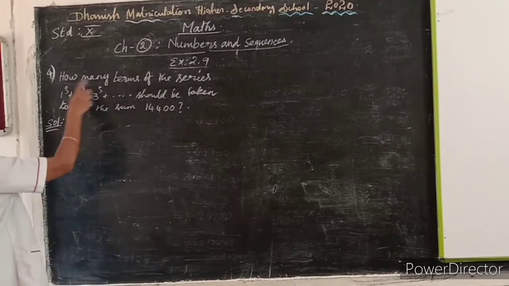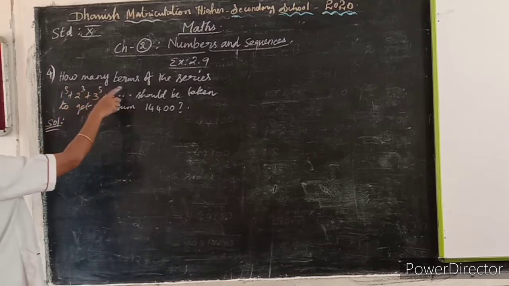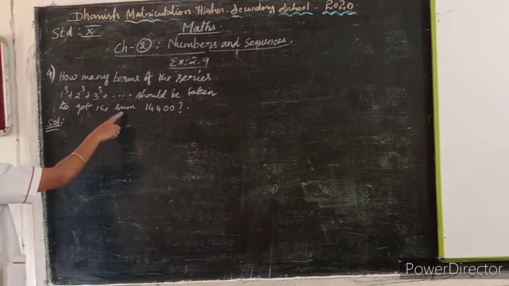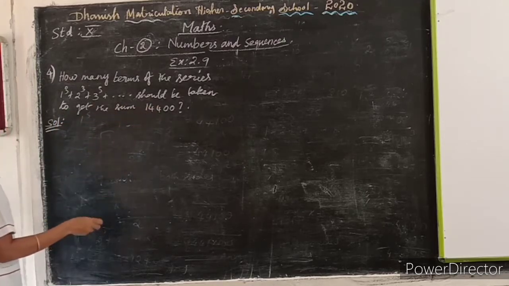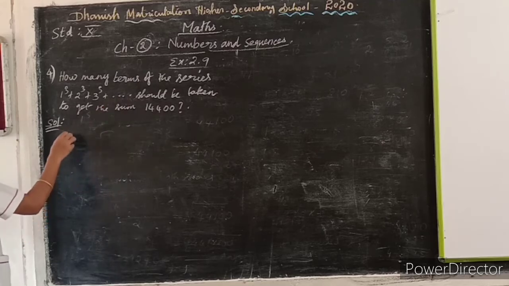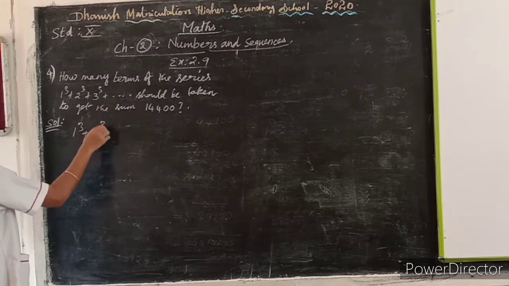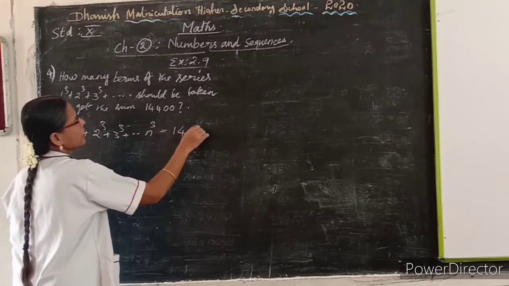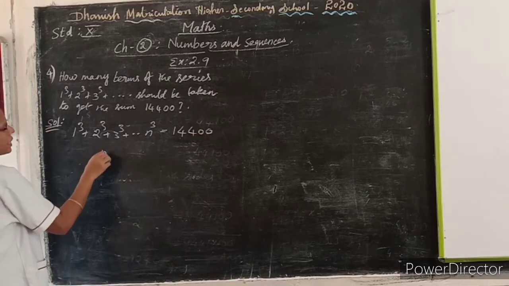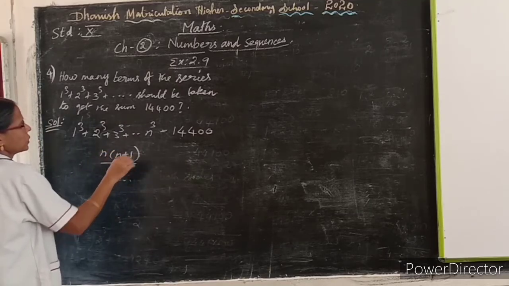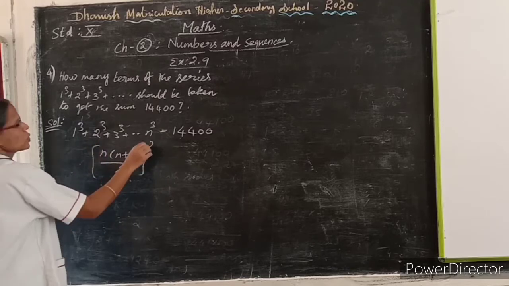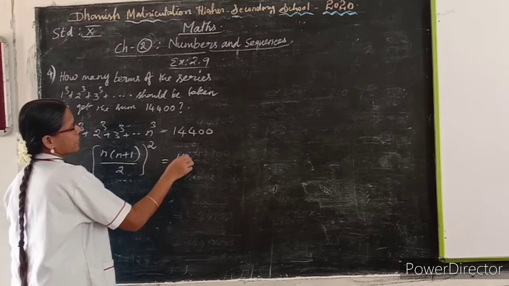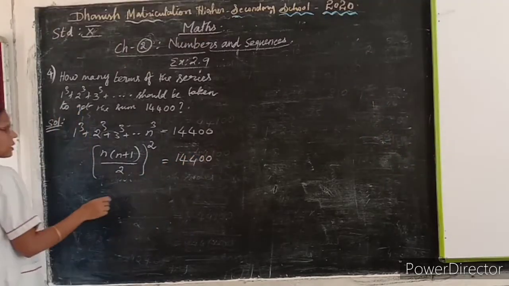Now from exercise 2.9, question number 4. How many terms of the series 1 cube plus 2 cube plus 3 cube plus etc. should be taken to get the sum 14,400? Here n only we want to find. What is given? 1 cube plus 2 cube plus 3 cube plus etc. up to n cube is equal to 14,400. Write the cube formula: n into (n plus 1) by 2 the whole square is equal to 14,400. How to find n?